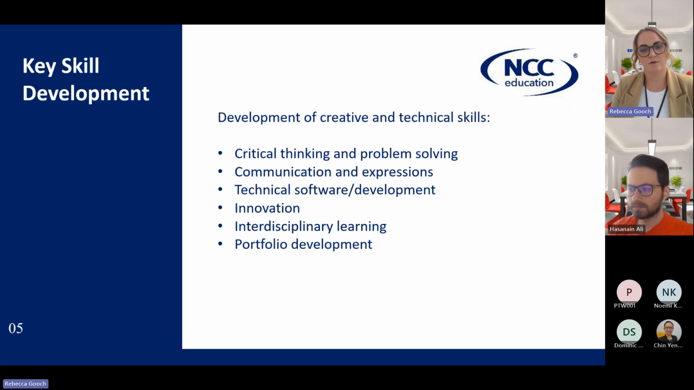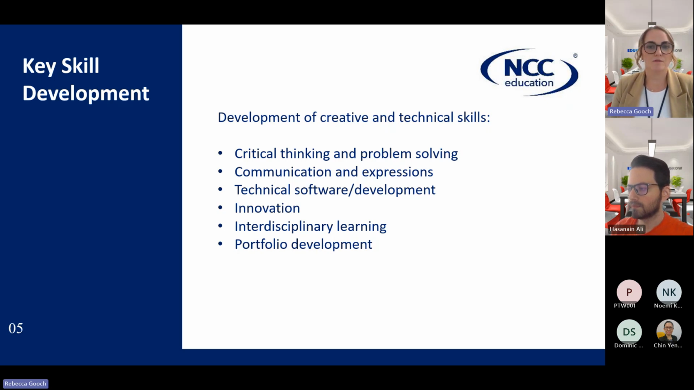Communication and expression, so the creative arts sector really is a multitude of multidisciplinary skills. So we want to make sure that that is delivered to students and those skills are enhanced with these units alongside the core units as well.